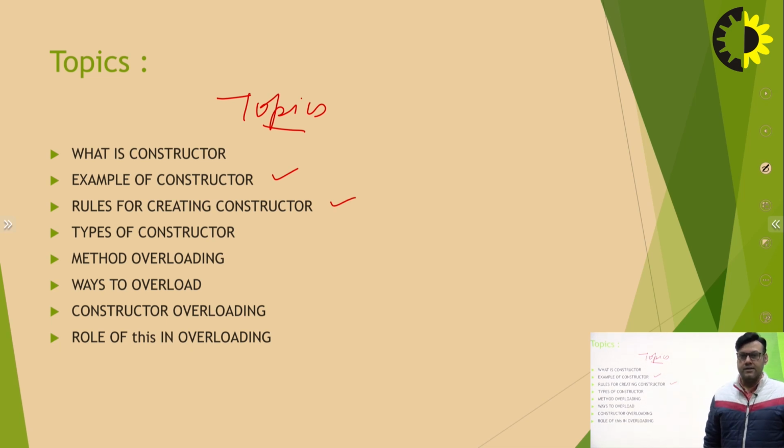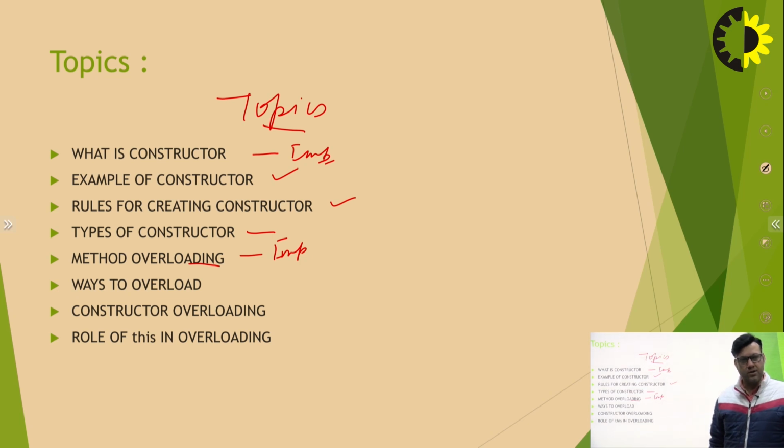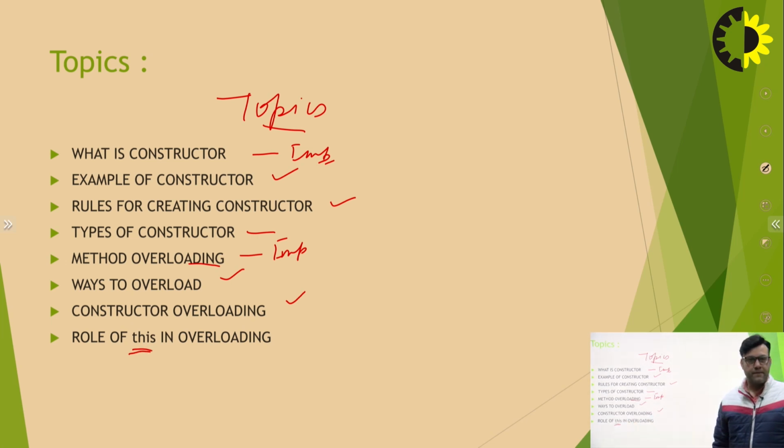There are a number of types of constructor, so we will study the different types and how we are going to create them. With the help of an example, I will elaborate all these. Secondly, we will discuss method overloading: what is method overloading, and what are the different ways to overload it. What is constructor overloading? And lastly, we will see the role of this keyword in overloading.